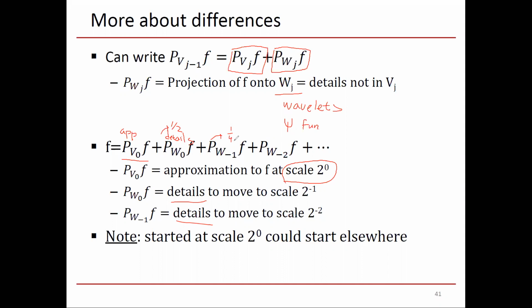So we started at scale 2 to the power of 0, j equals 0, but we could have started elsewhere. And if we started at 2 to the 0, that corresponds to the original phi function. And if we started elsewhere, we would have had to take a scaled version of the phi function.